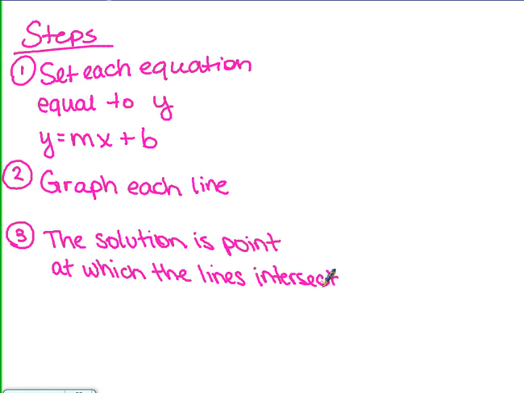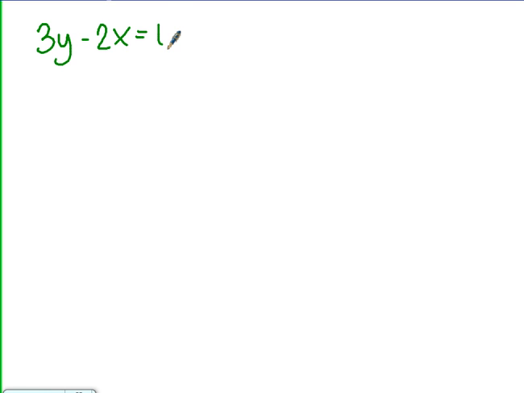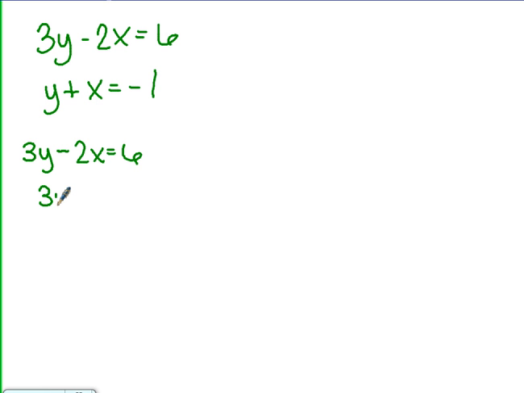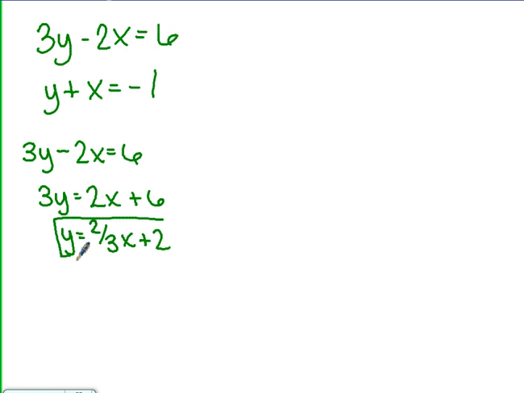All right, so let's solve the first one. Our first example is this. We have 3y minus 2x equals 6, and y plus x equals -1. The first thing that we want to do is set each equation equal to y. So the first equation, we have 3y minus 2x equals 6. If I add 2x to both sides, I now have 2x plus 6. And we divide by 3, we have y equals 2/3 x plus 2. There is one equation.